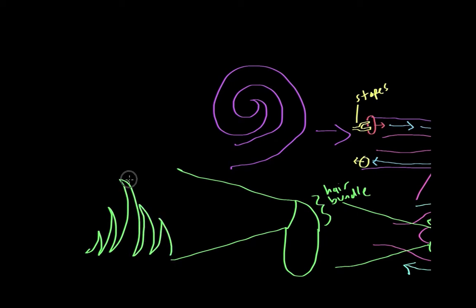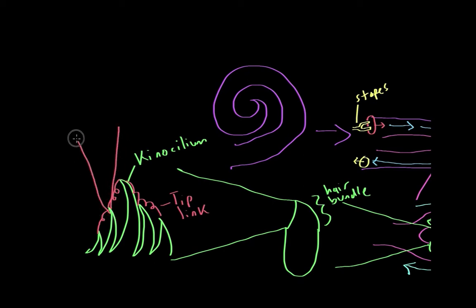Each one of these filaments is called a kinocilium. A whole bunch of these little filaments are attached to one another, and they form the hair bundle. Each kinocilium is connected to the next by a little spring-like structure called a tip link. It links the tips of the kinocilia. If we look at just the tip of this kinocilium, it would look something like that, and you've got the little spring-like tip link attached to it.